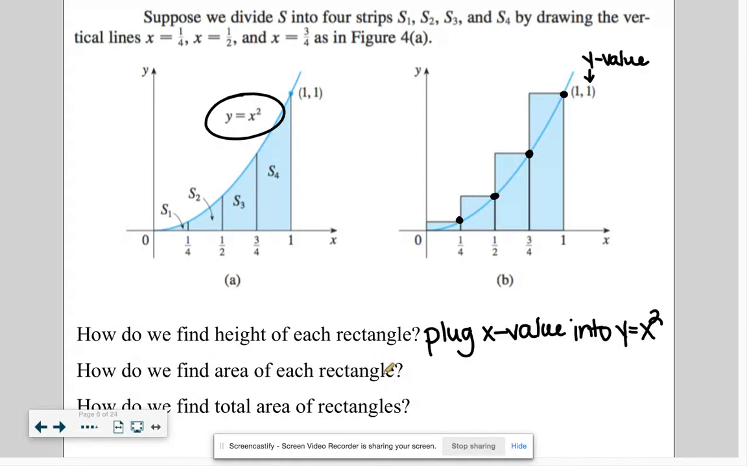All right, how do you find the area of each rectangle? Well, you would do area equals base times height. The base of each rectangle is 1/4, okay? And then the height is the y value. So you're going to do 1/4 for the width, or the base of the rectangle, and then multiply by the y value, which is the height of the rectangle. How do you find the total area of all the rectangles? You just add them all up.